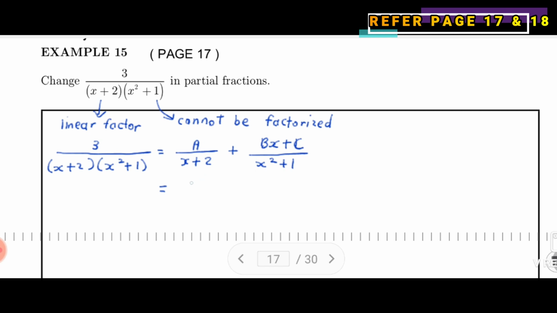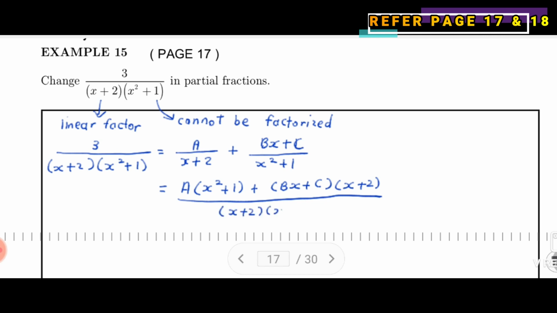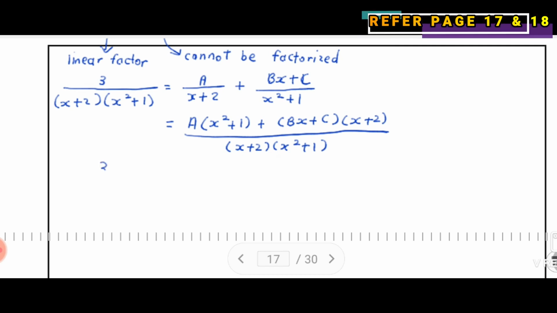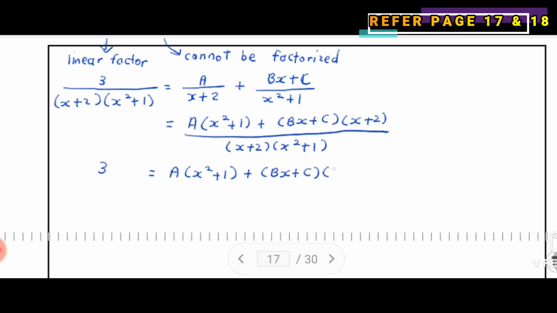Next, equalize the denominator. We have a times x squared plus 1 plus bx plus c times x plus 2, over x plus 2 times x squared plus 1. But just considering the numerator, we have 3 equals a times x squared plus 1 plus bx plus c times x plus 2.